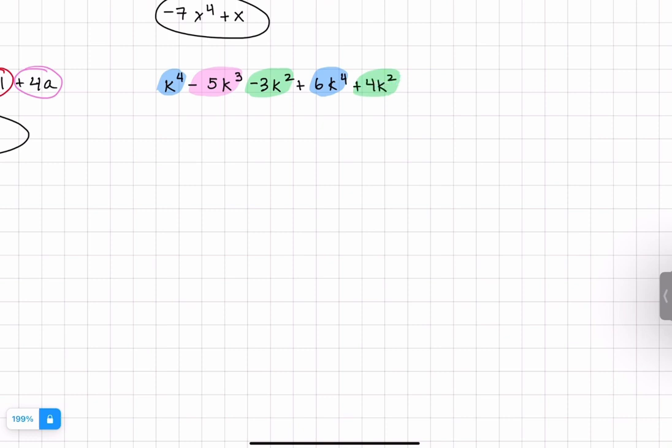Great. So now let's do this. So 1 plus 6 is 7, k to the fourth, and then we do minus 5k to the third power, and then negative 3 plus 4 is 1, so that would be plus k squared. So your final answer would be this. So just put it in final form. So there we go. That is our answer.